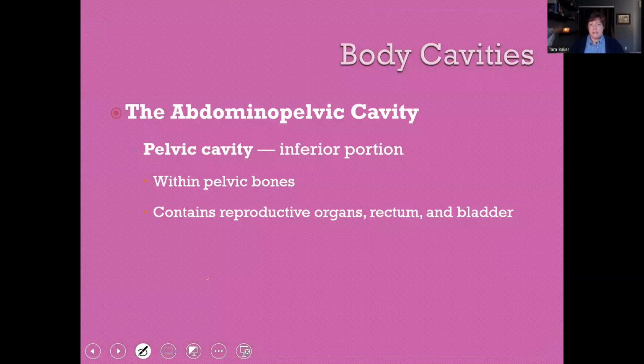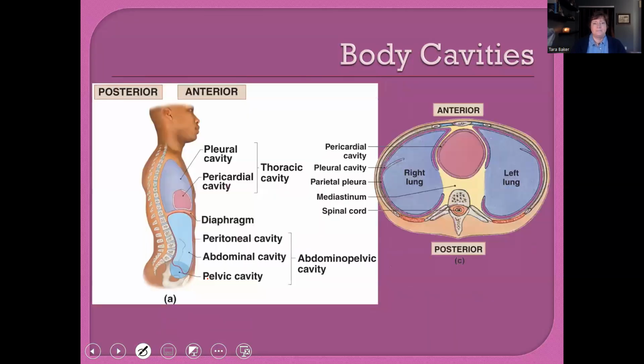The pelvic cavity is the lower portion, and it's much smaller. It's within the pelvis, so it's within your pelvic bones, and it contains reproductive organs, the rectum, which is the last portion of your digestive tract, and then your bladder. Those things lie within the pelvic cavity. So here in this picture, down here, we can see the pelvic cavity and the abdominal cavity right here.